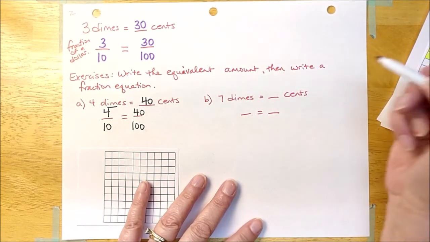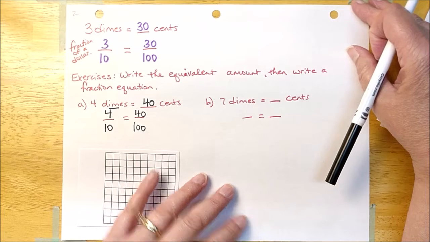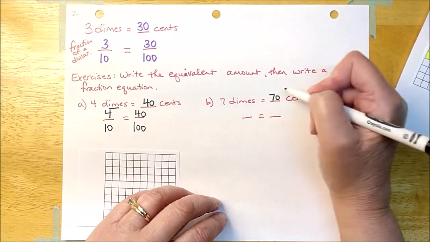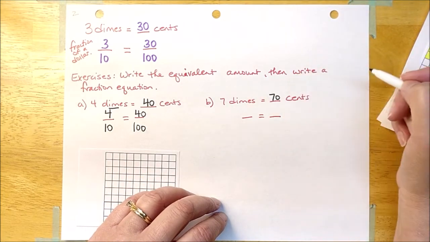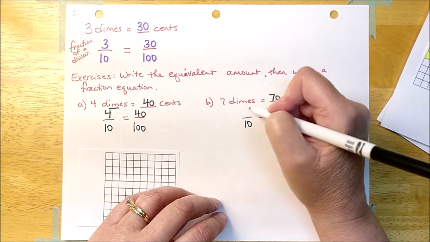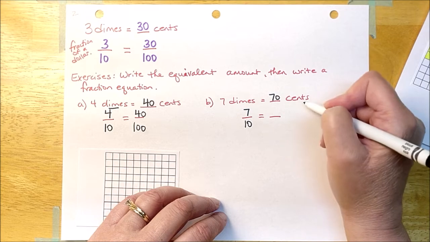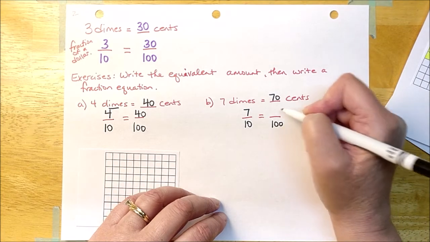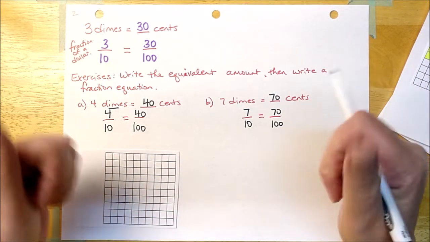I hope that's what you got. 7 dimes would equal 70 cents. And writing this as an equivalent fraction, there's 10 dimes in a dollar, so that's 7/10ths. There's 100 cents in a dollar, and we have 70. So I hope that's what you got.